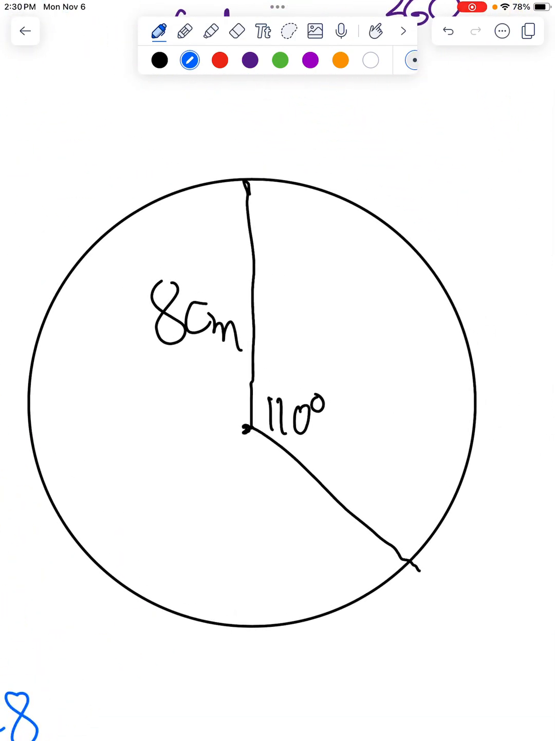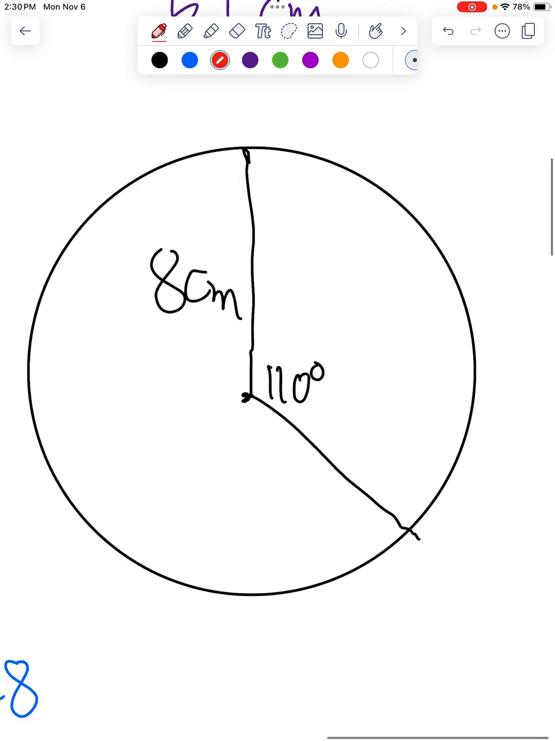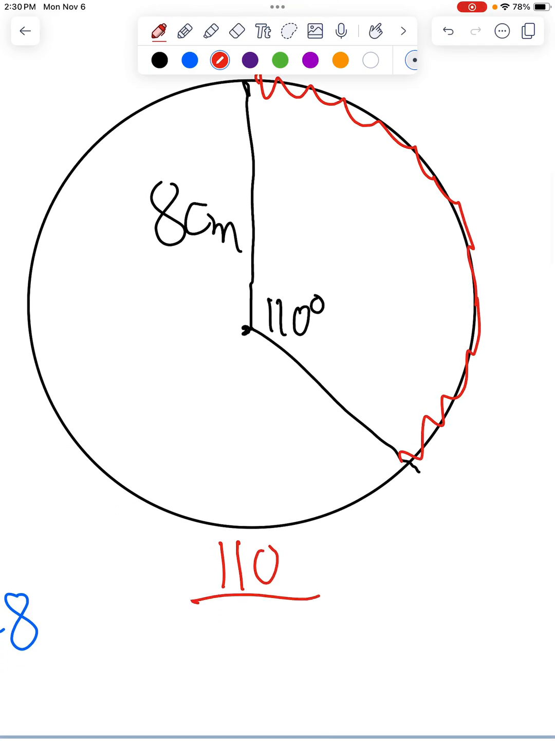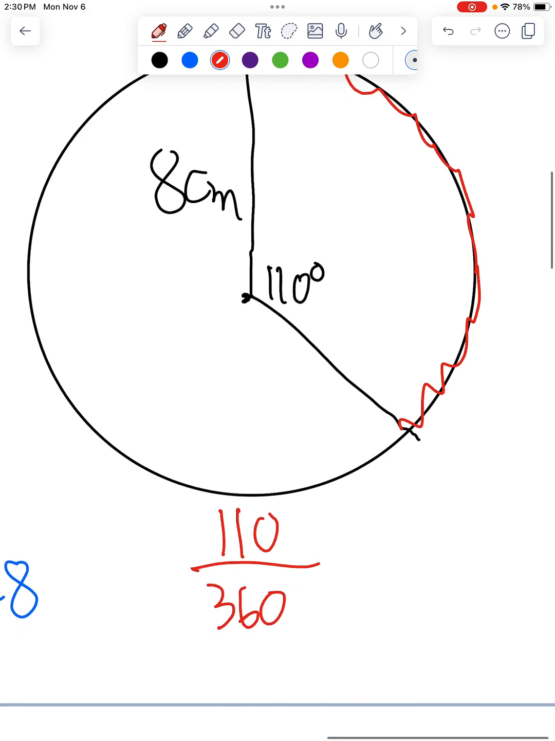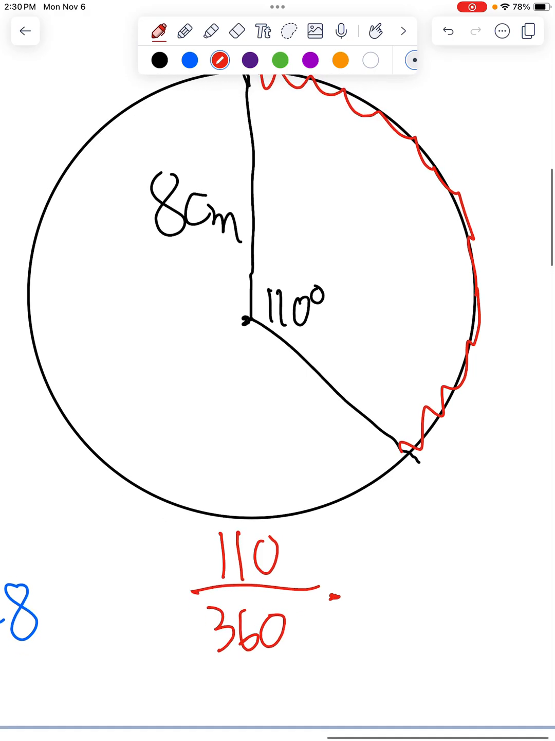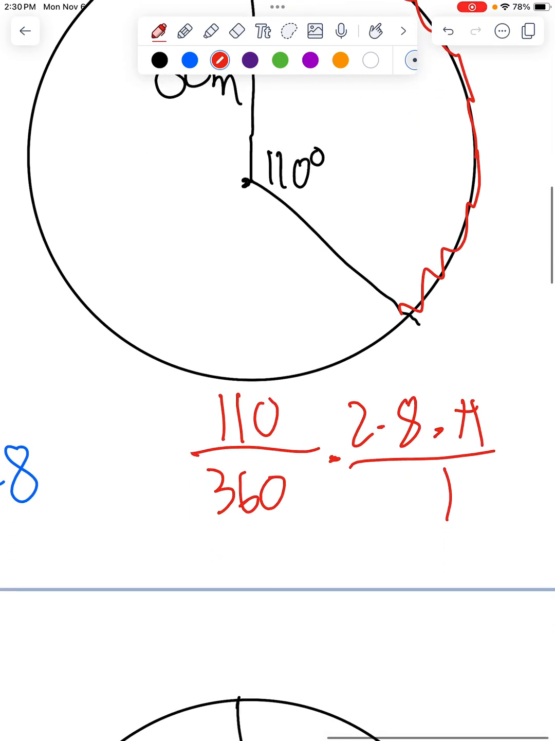Bigger angle this time. Again, not really an issue for us. We can absolutely accommodate that. So again, part to whole, I am trying to find the arc length. That's what our goal is. And I'm going to take my central angle over 360, and I'm going to multiply it again. It's the radius. So 2 times 8 times pi. First thing I'm going to do is simplify right here. Again, dividing by 10. So now I've got 11 over 36 times 16 pi.